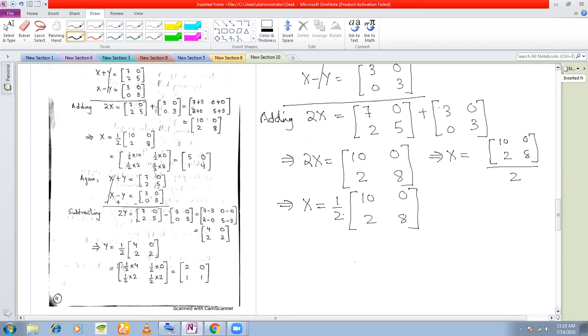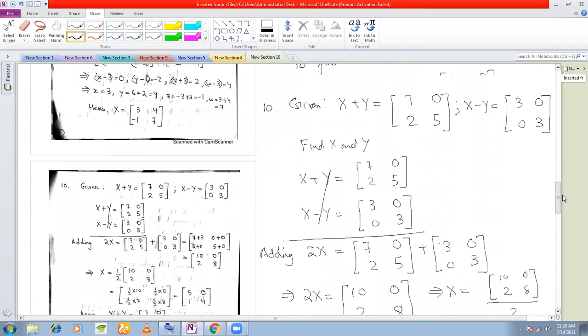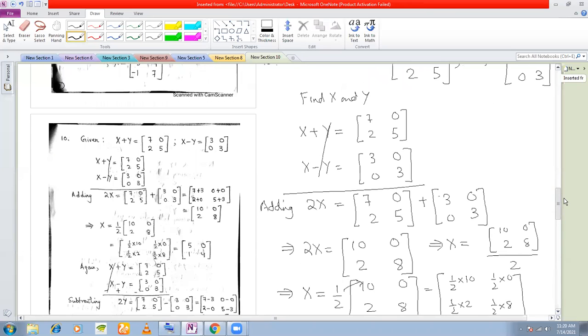So actually we are multiplying the scalar half by each. So half into 10 is how much? Let's write it, half into 10, half into 0, half into 2, and a half into 8. So what is the value of x that you are getting here? 5, 0, 1, 4. Okay. So this is the value of x. Similarly, you solve for y also. So x plus y, let's write this down. X plus y is equal to 7, 0, 2, 5. And x minus y is given to you as 3, 0, 0, 3.